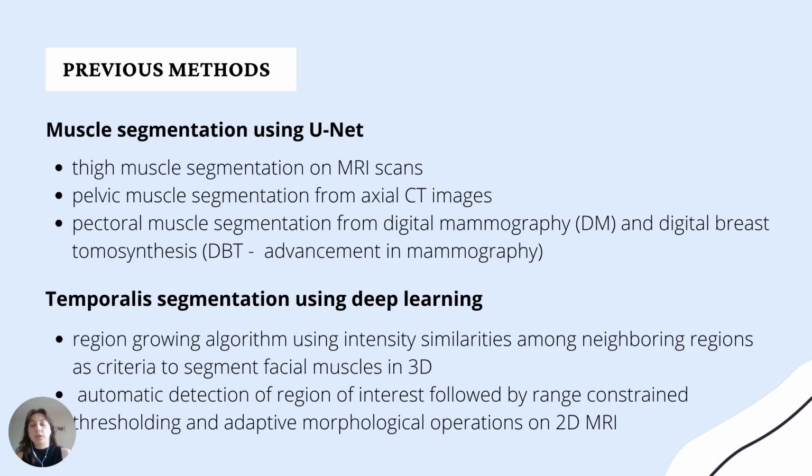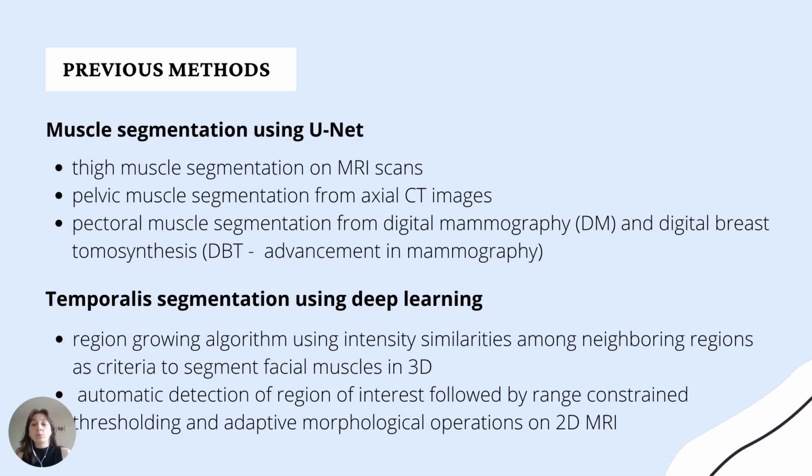To segment temporalis muscle, a few previous approaches have been developed. In one paper, a region-growing algorithm using intensity similarities among neighboring regions as criteria to segment facial muscles in 3D was developed. In another study, range-constrained thresholding was used to segment temporalis muscle, and adaptive morphological operations were then applied to remove remaining brain tissue in 2D MRI.